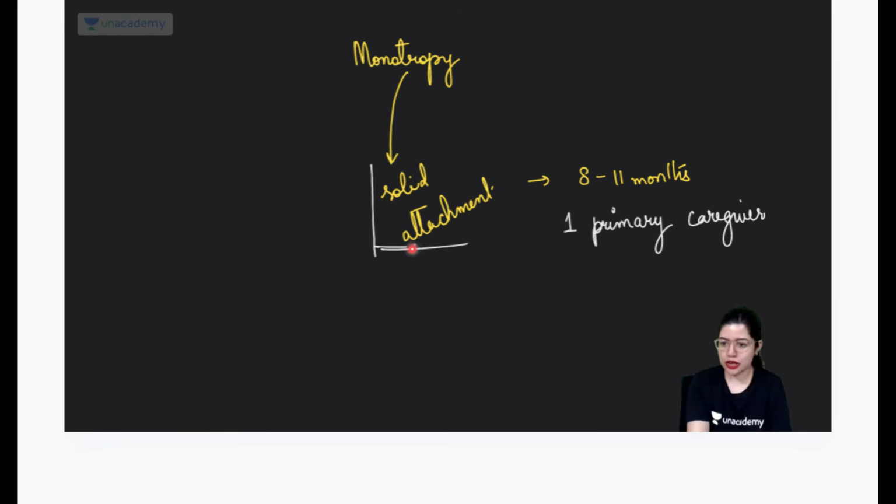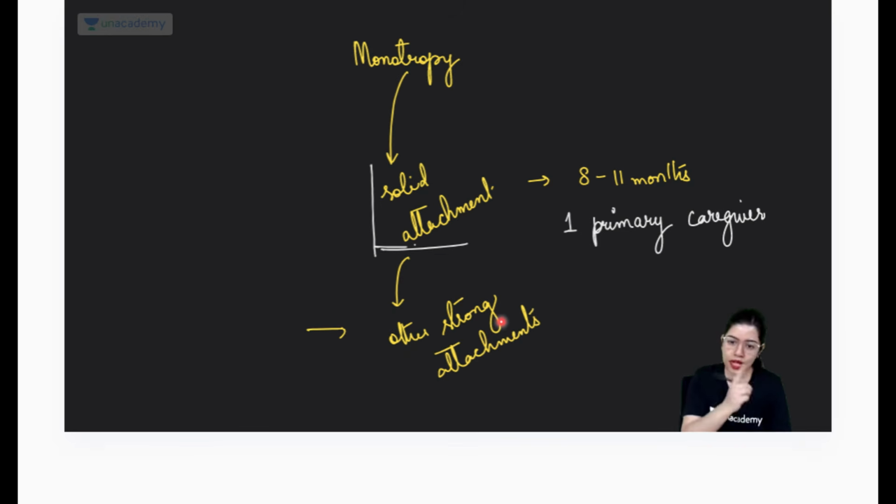जब एक पेरेंट के साथ सॉलिड अटैचमेंट बनता है, उसके बाद क्या होता है, देन वी स्टार्ट डेवलपिंग अदर अटैचमेंट्स, अदर स्ट्रॉन्ग अटैचमेंट्स एज वेल, like uncles and aunts and so on. But that is only possible when the primary figure of attachment, monotropy जिसको हम कहते हैं, single attachment figure is already formed. Okay, then we move on to the phase of multiple attachment figures.